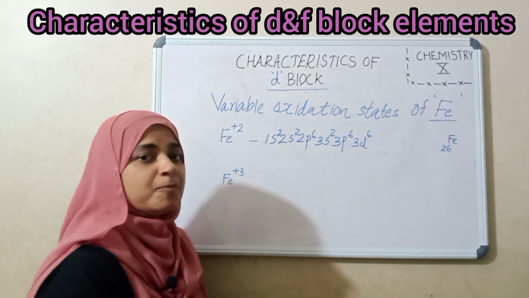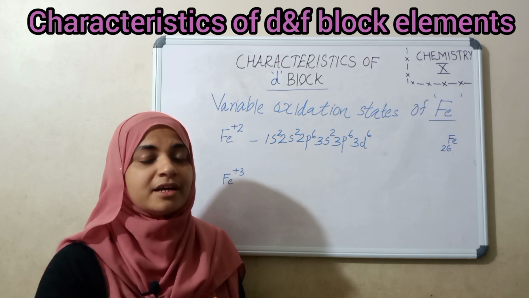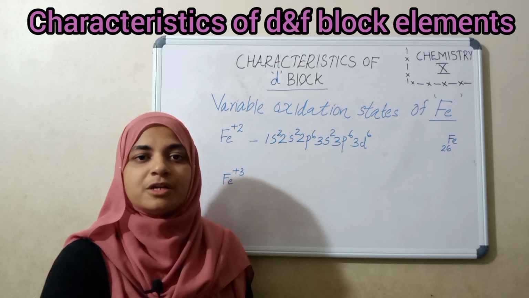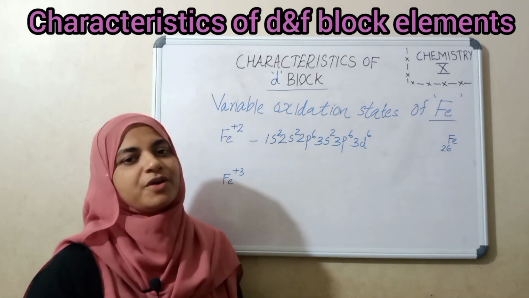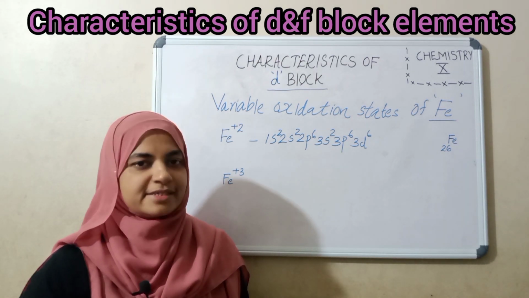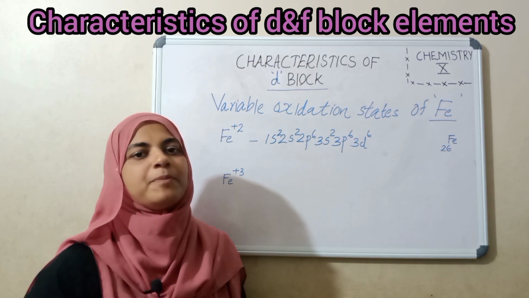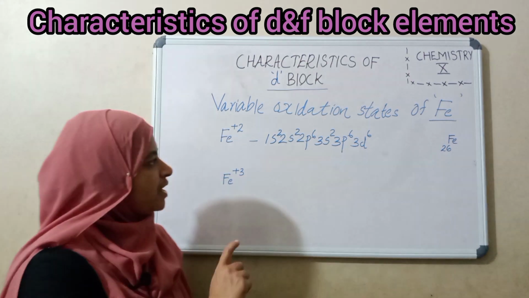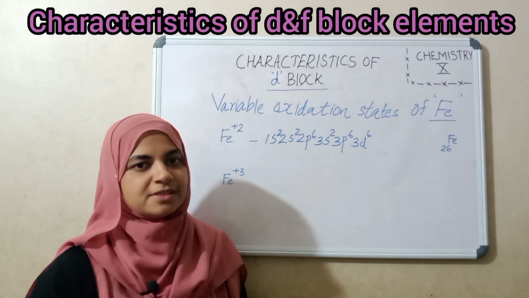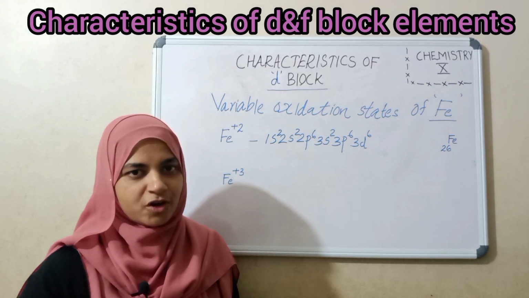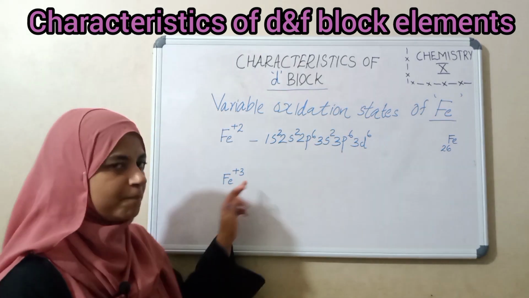Here we must remember that the electrons donated must be in the outermost shell. Therefore, 2 electrons are donated from the 4s. Therefore, the subshell electronic configuration of Fe plus 2 ion is 1s2, 2s2, 2p6, 3s2, 3p6, 3d6. Do you follow me? Then another example, that is Fe plus 3.